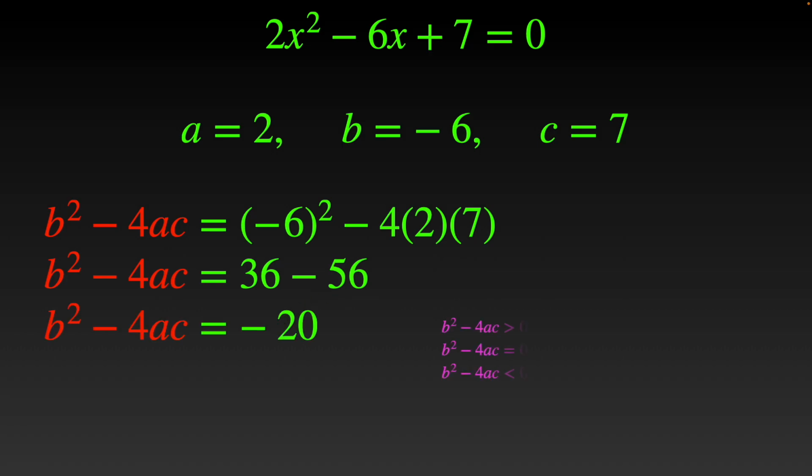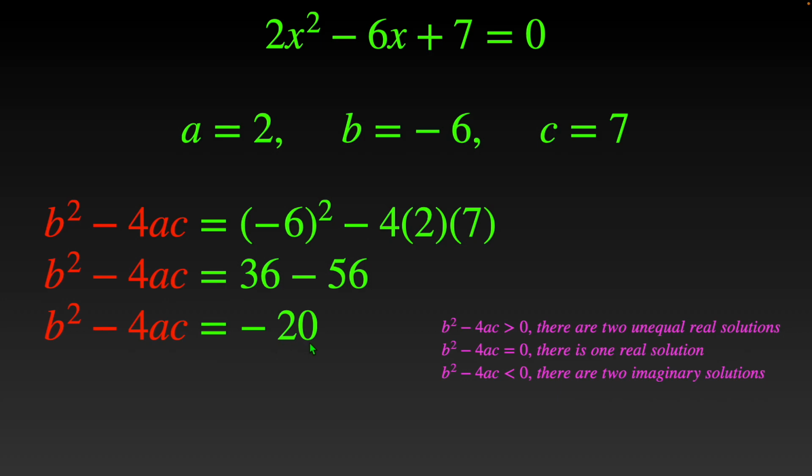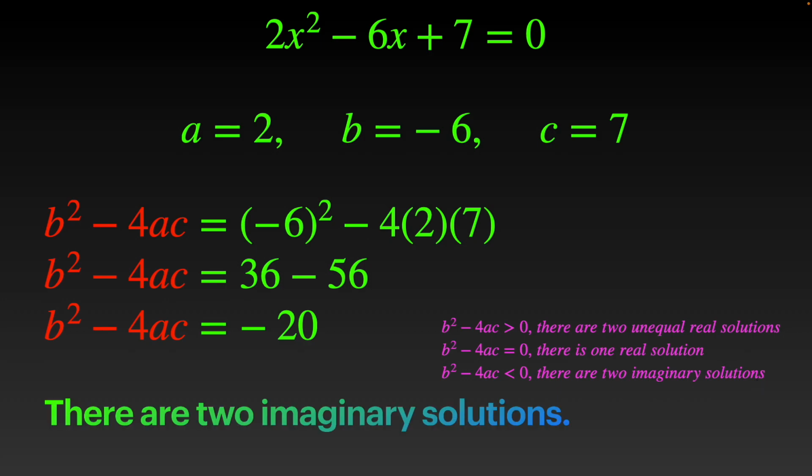Let's bring the cheat sheet. Since b squared minus 4ac is negative 20, it means it is less than 0. Negative 20 is less than 0. There are two imaginary solutions. So the answer for this example is there are two imaginary solutions. Let's take a look at our third and final example.